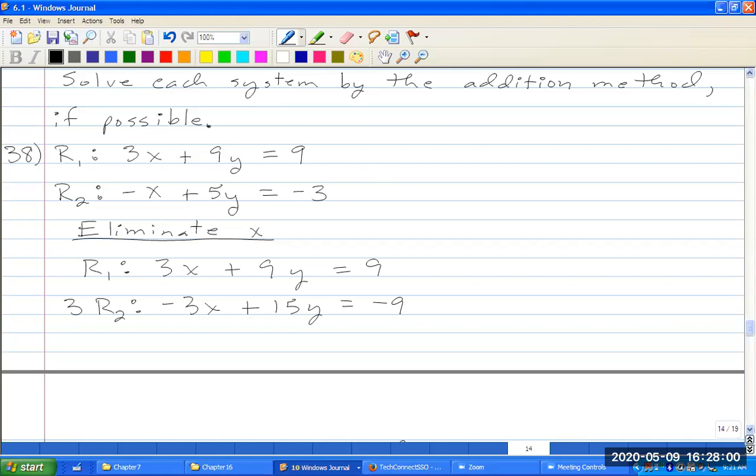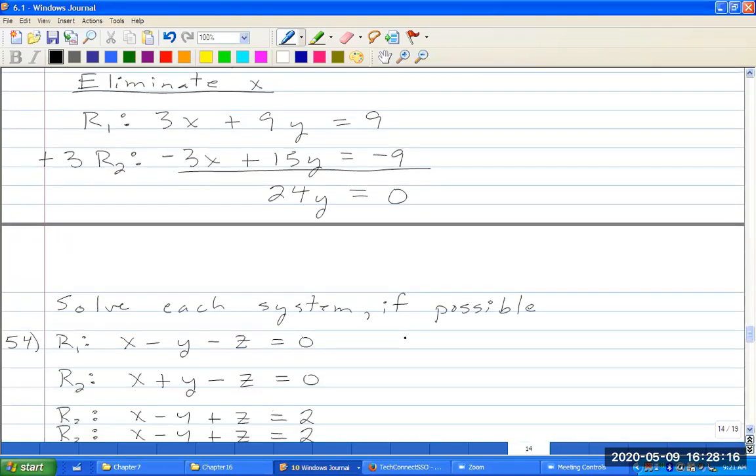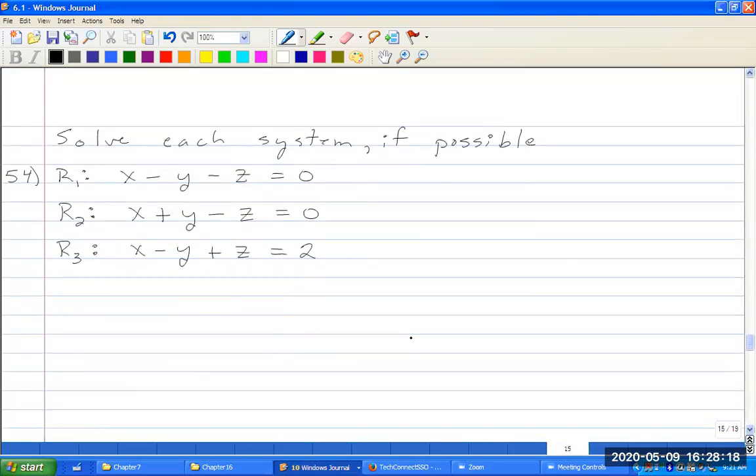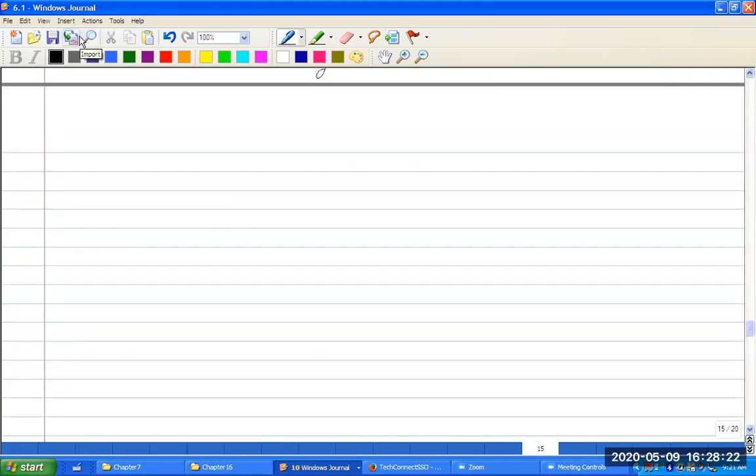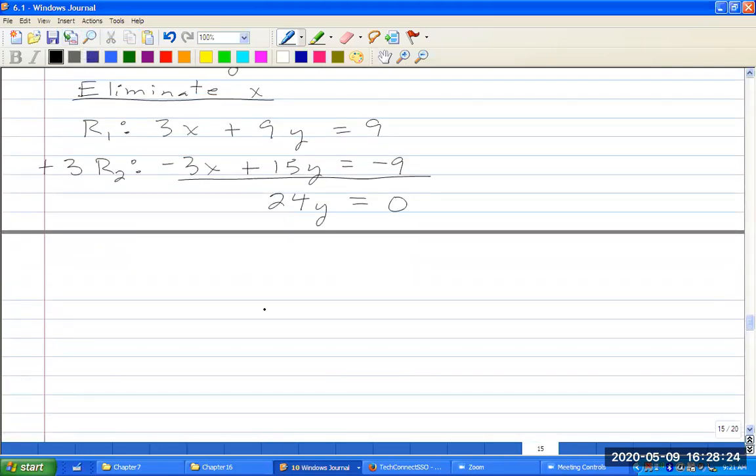So if I add these two equations, the 3x's cancel. 9y plus 15y is 24y. The 9's cancel, which is 0. So let's divide both sides of my equation by 24. And so I get y equals 0.